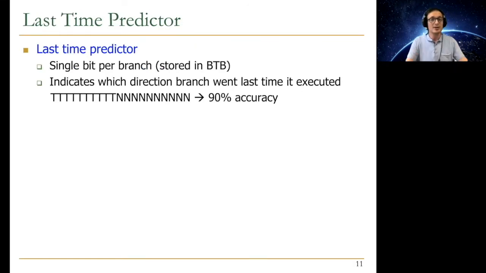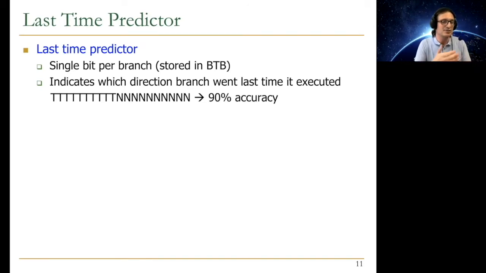Okay, so let's talk about the last time predictor. This is the simplest of the dynamic branch predictors, and as you guessed, the idea is very simple. You execute the branch many times while the program is executing. The next time you fetch the branch, you predict the direction that the branch went the previous time it was executed, in the previous instance.